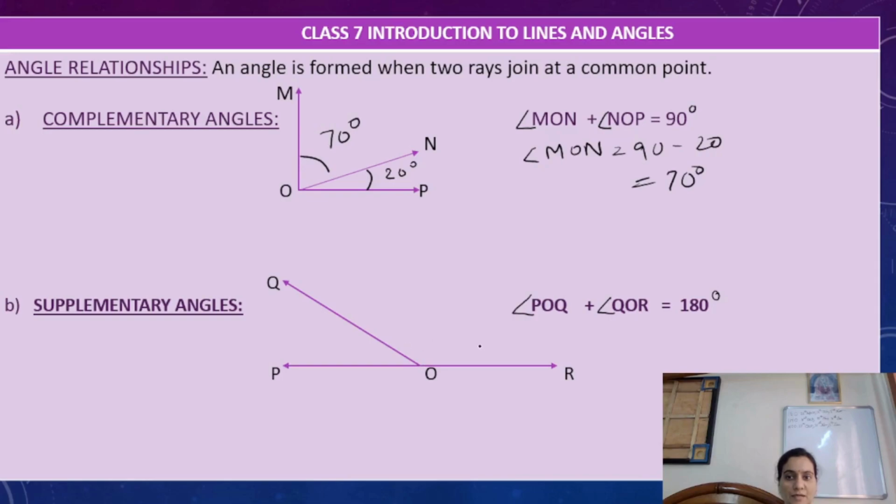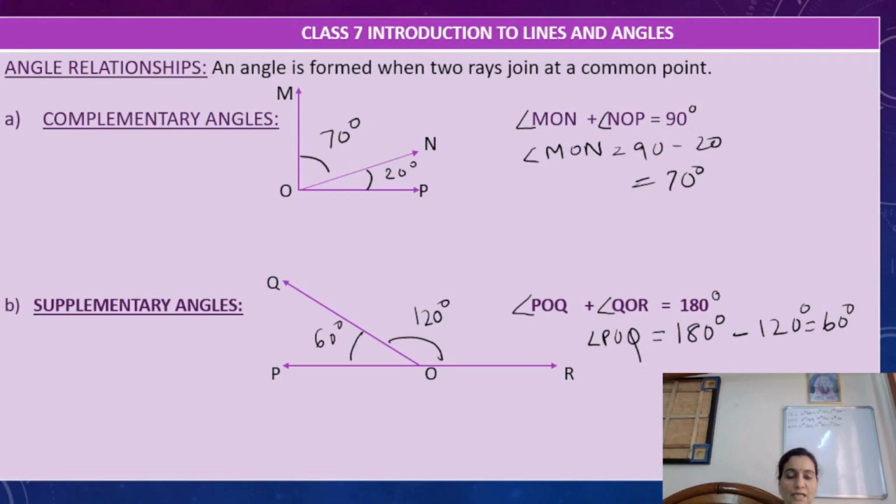Similarly, if the question has given this angle, let this be equal to 120 degrees. We are talking about supplementary angles now. So angle POQ we need to find. Then how much will it be? Because these two are supplementary angles, I can just subtract this 120 degrees, that is angle QOR, from 180 degrees to find angle POQ. So it will be equal to how much? It will be equal to 60 degrees, right? So this angle here is 60 degrees.